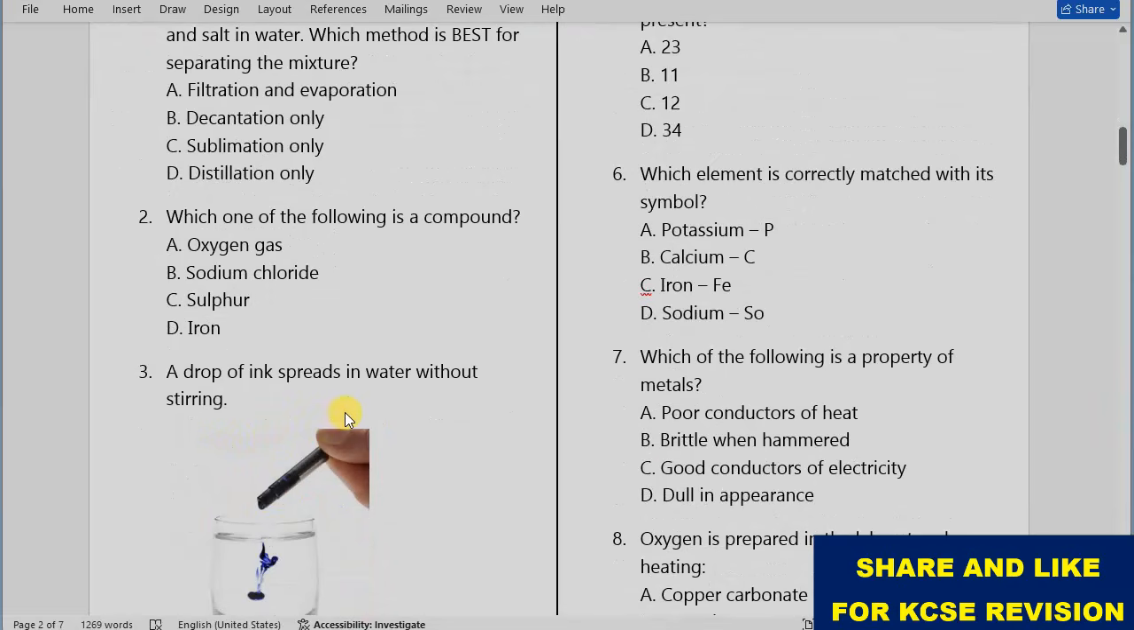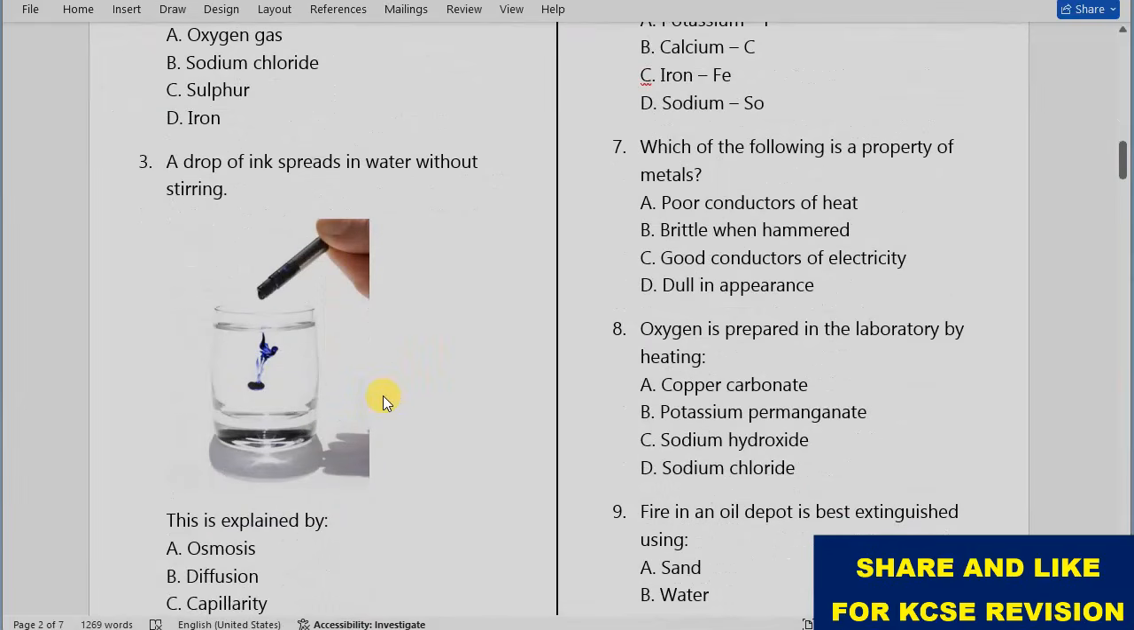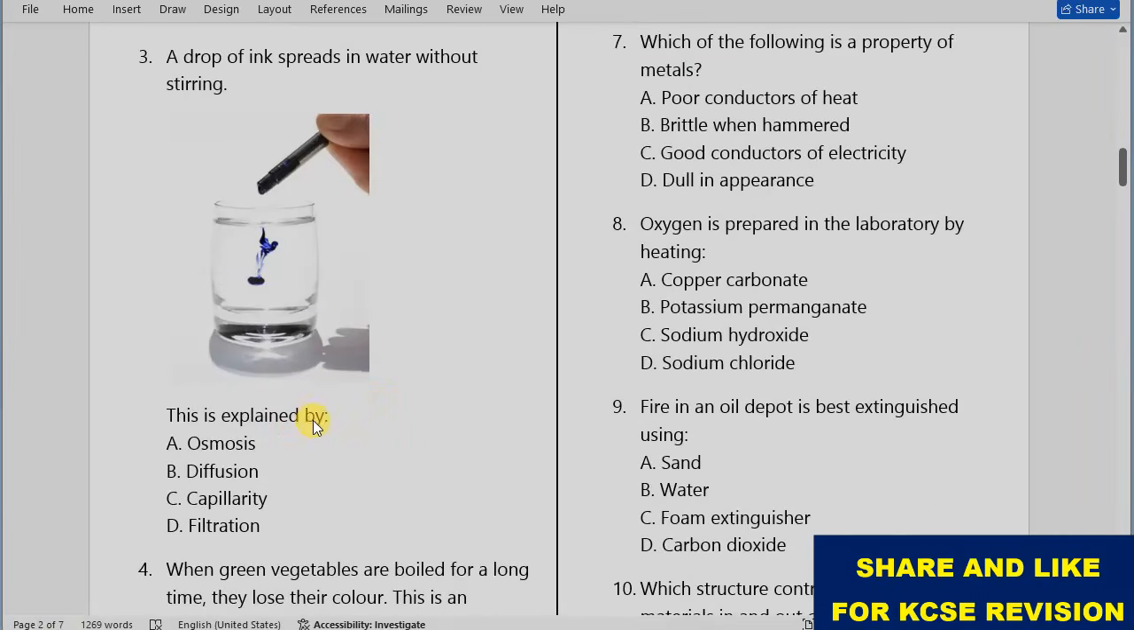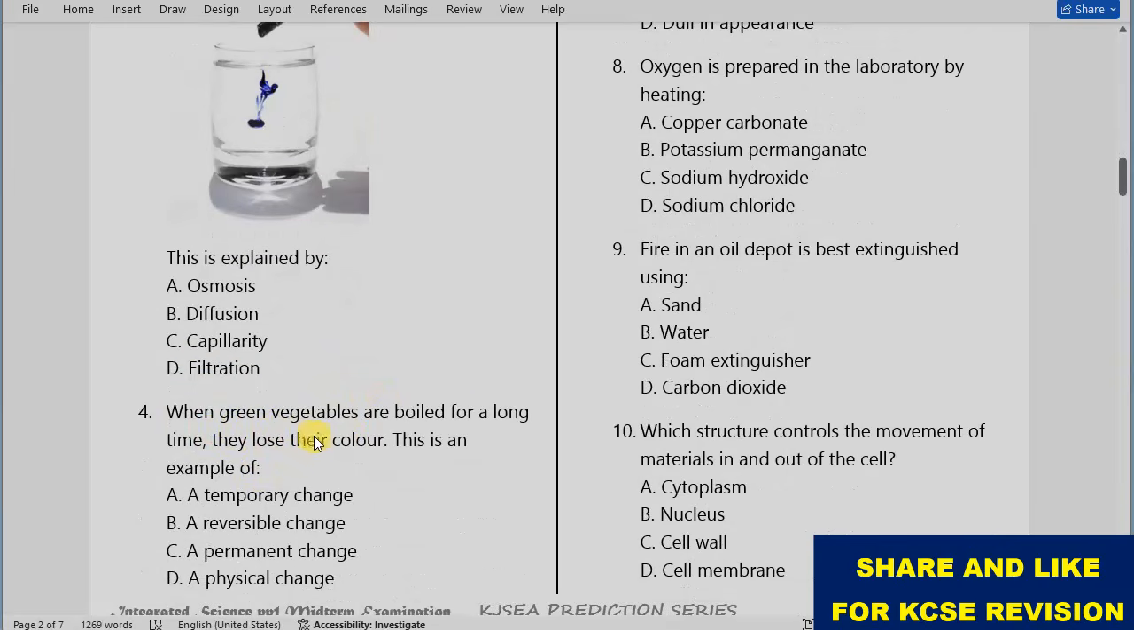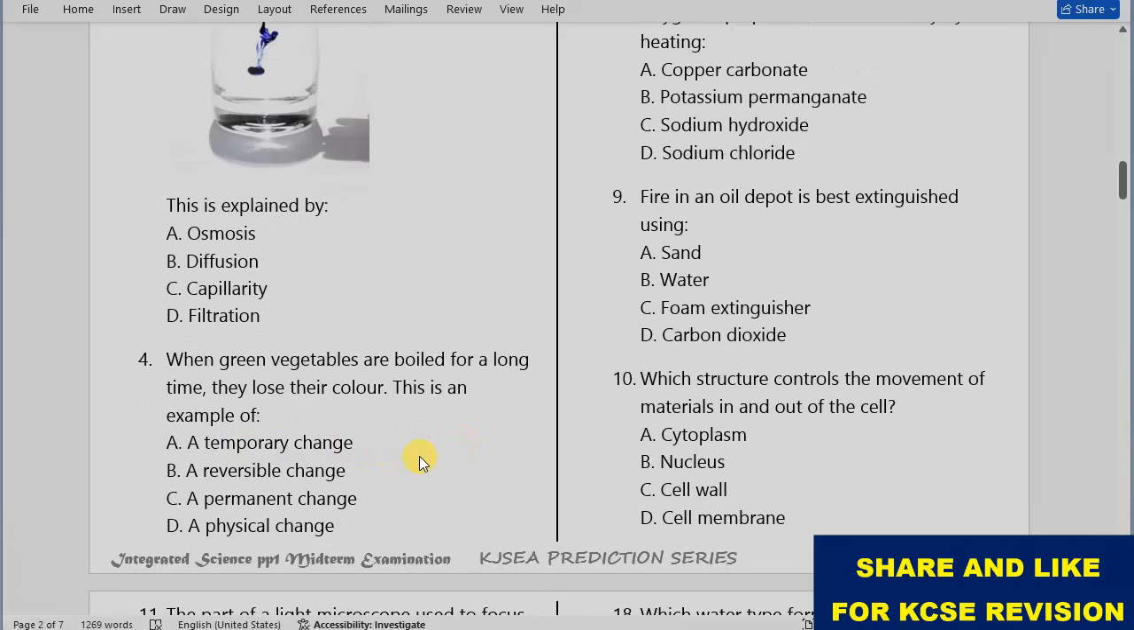A drop of ink spread in water without stirring. This is explained by diffusion. This is diffusion and not capillarity. It is diffusion. Answer B. When green vegetables are boiled for a long time, they lose their color. This is an example of a permanent change, because losing of green coloring in vegetables is permanent, because the chlorophyll breaks down.